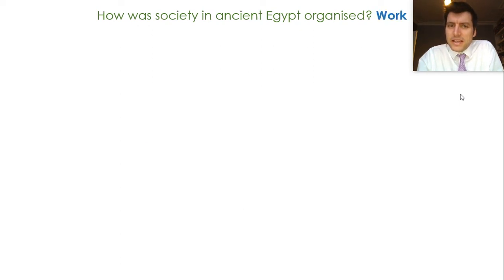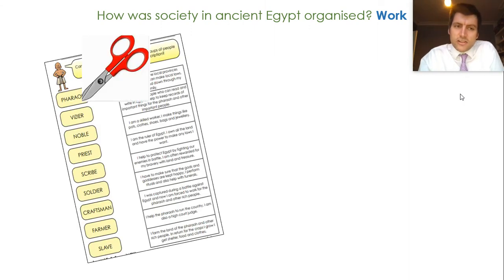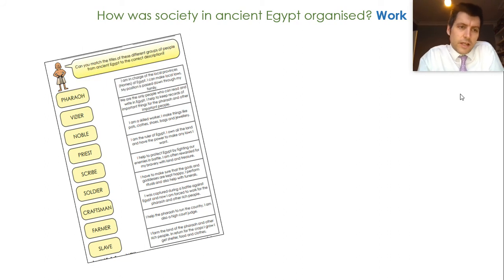Okay. Now, what you're going to do, so bits of work. First job, you're going to find out which bit's which. So you're just going to cut these out. You can use some scissors if you want, and you're going to match the job title or the role in society to the description. Okay. So that's the first one. So you can just remember the different jobs that people did.